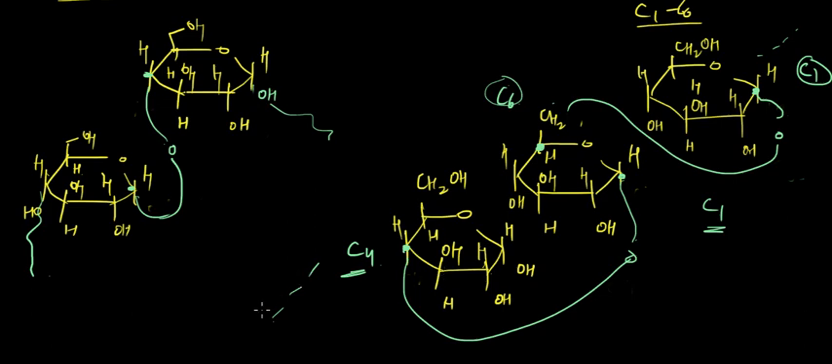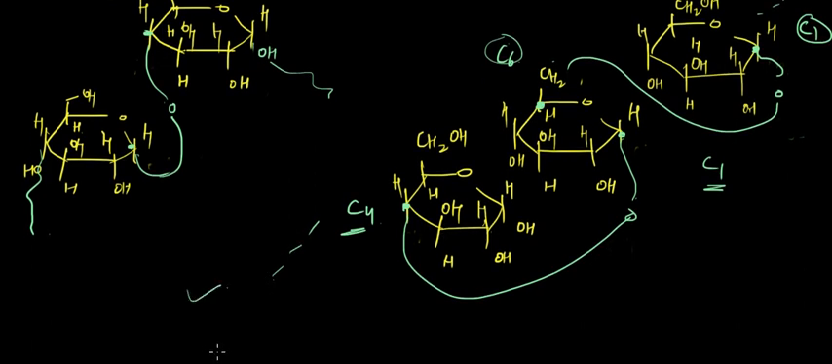So this is the structure of starch. With this we come to the end of this lecture. In the next lecture we'll be seeing some more examples on the same, and some more polysaccharides. Then we'll be moving on to amino acids. So with this we come to an end of this lecture.